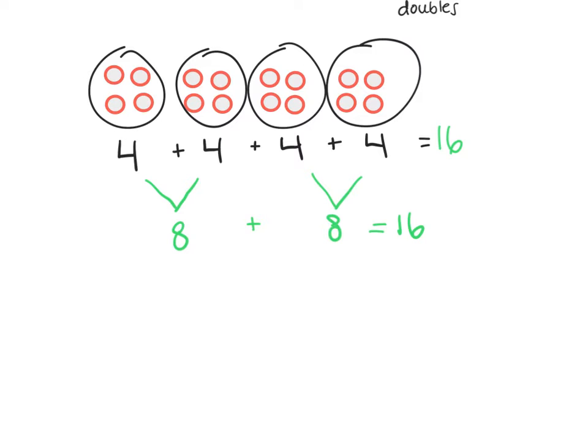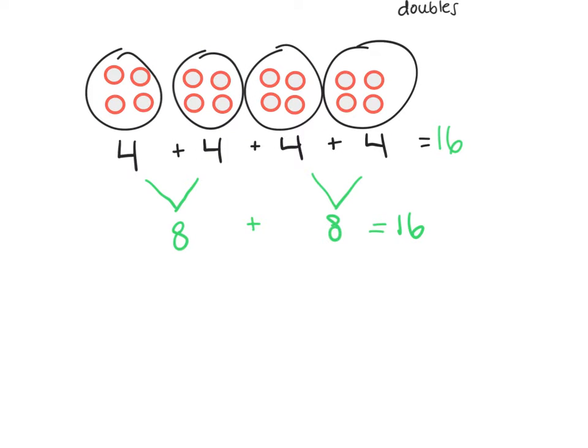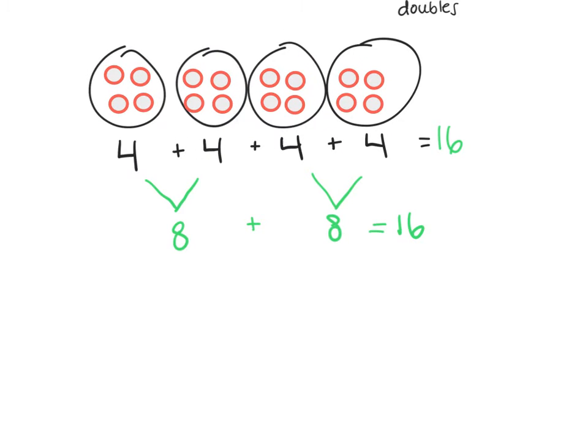Now this is the part that I like the most. I can move these counters to show 8 plus 8 into 2 equal groups. So let me show you what I mean. I have 8 in one group and 8 in another group. So I can move these counters now into groups of 8.